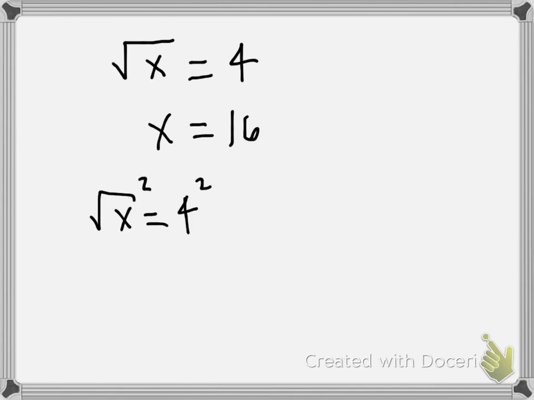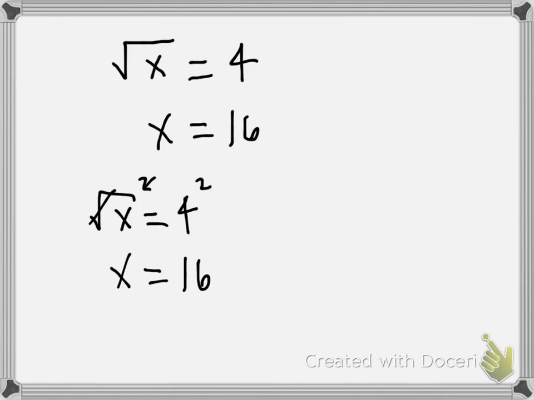Okay, so the reason why this works is because the square root and the square are called inverse operations. They undo each other and cancel each other off. And so that x is going to be left by itself over there. And on the right side, we're going to have a 16.